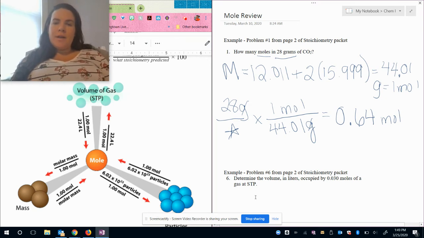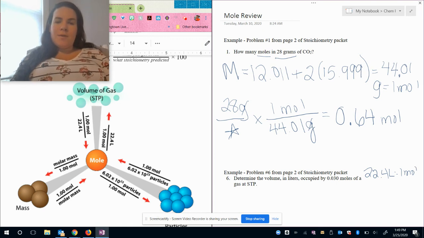For this one, it says determine the volume in liters occupied by 0.03 moles of a gas at STP. So for gases, if we're going between moles and liters, it's always the same number. Our conversion factor is 22.4 liters equal 1 mole. And that's the same for all of them. So this one, we're starting with moles, and we're trying to find volume, liters. So we're following this arrow here, which means that we have the 22.4 liters on top of 1 mole.